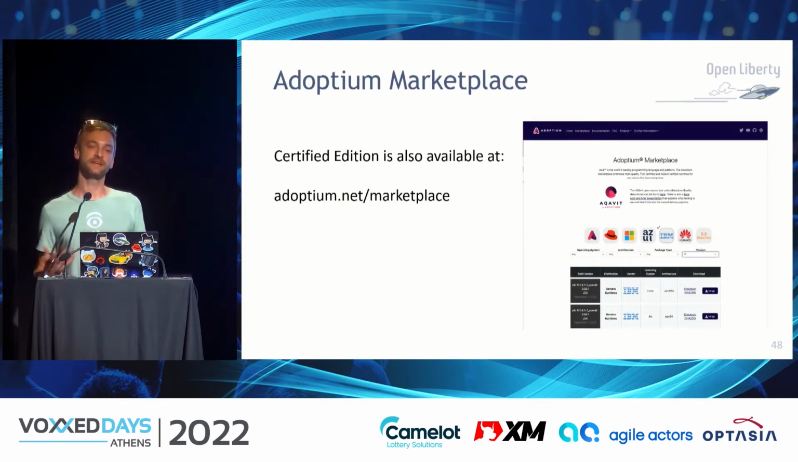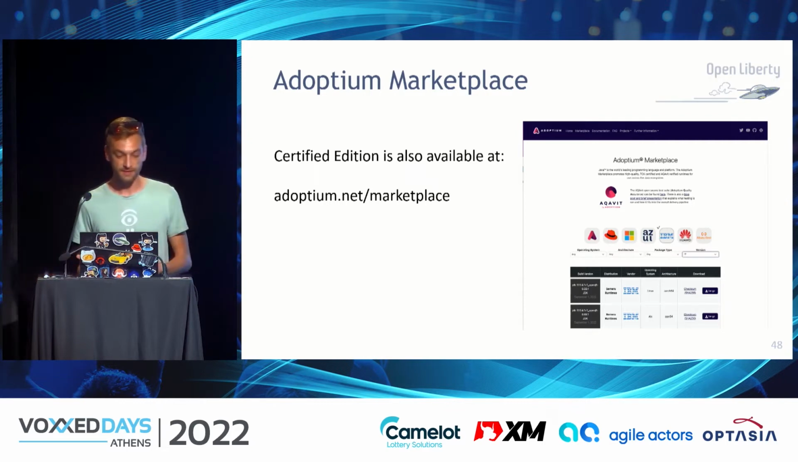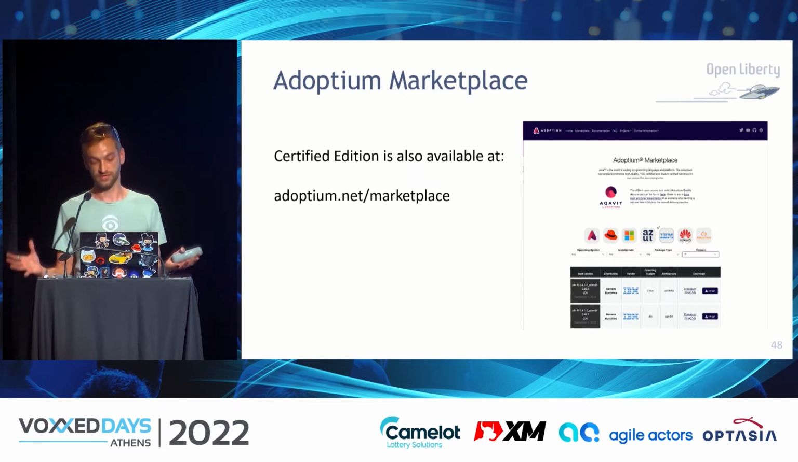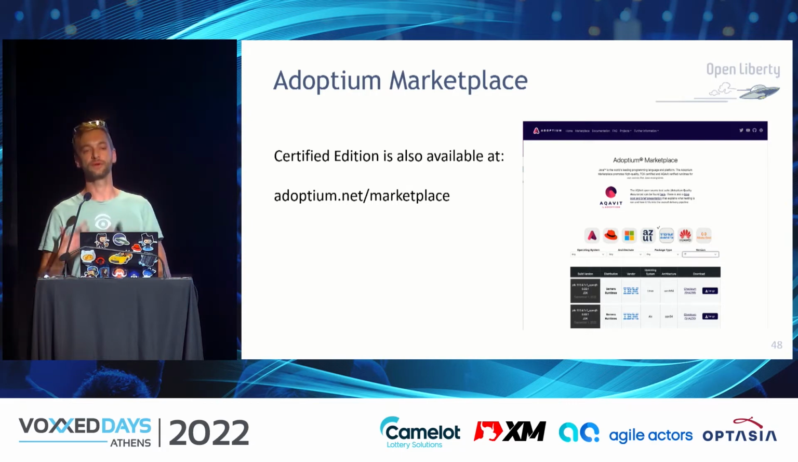So the best place to look for JVMs is the Adoptium Marketplace. This is where you can see all the different JVMs and get what you need. And again, do your research. Look at the JVMs, their characteristics. Look at the goals of those projects and what they're trying to achieve and see if they fit in with what you're trying to create.